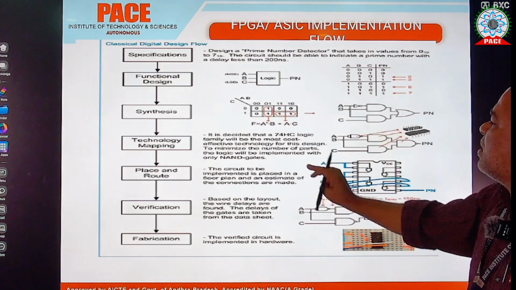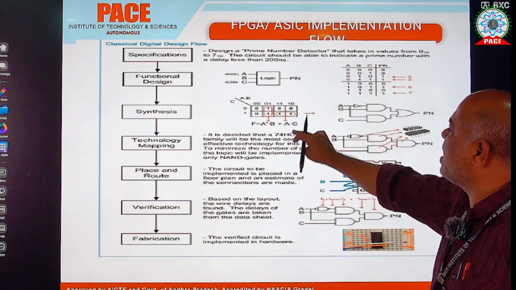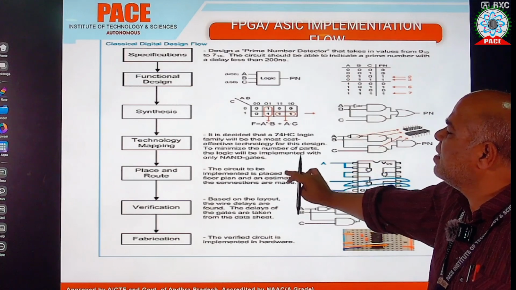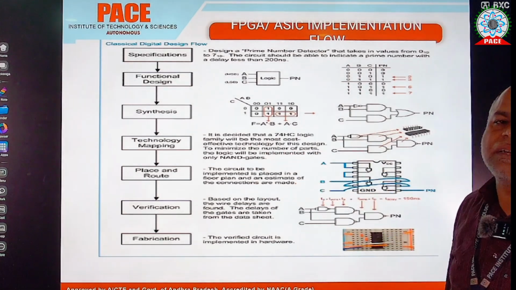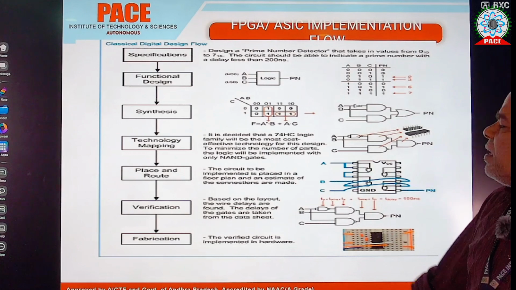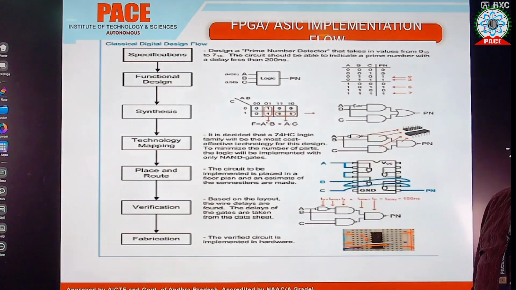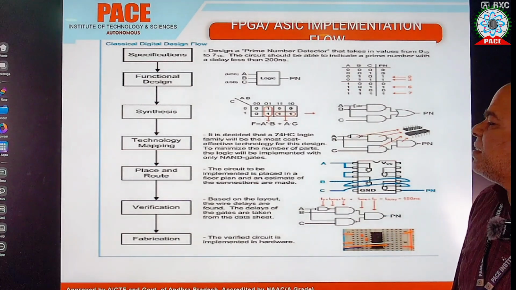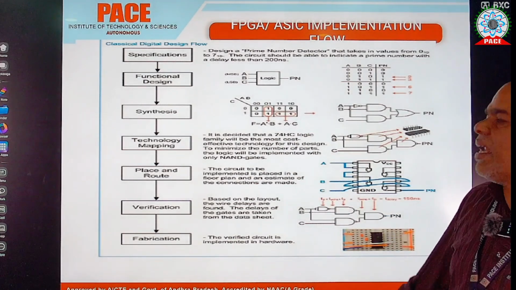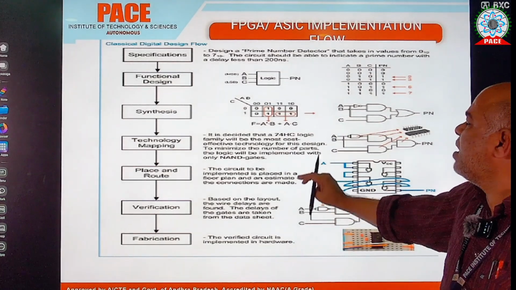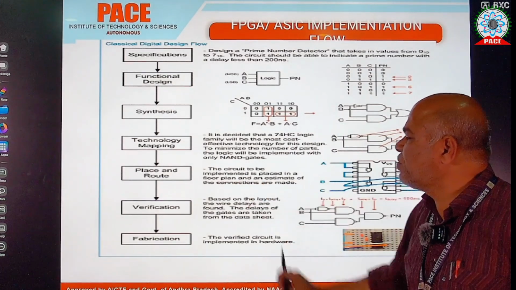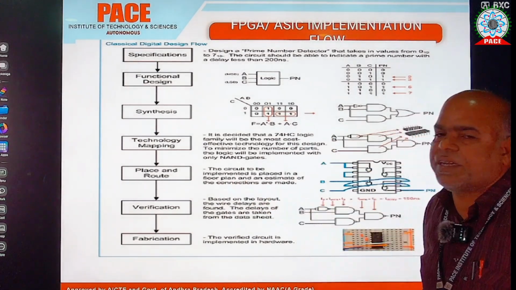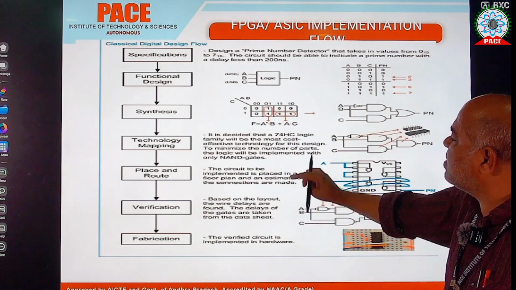After technology mapping, you can do place and routing. Because of place and routing, you can minimize the logic gate sizes, maintain the placement, and connect the wiring from one gate to another gate. That is routing. After that, verification is needed, so you can minimize and reduce the area of all the gates on the die.